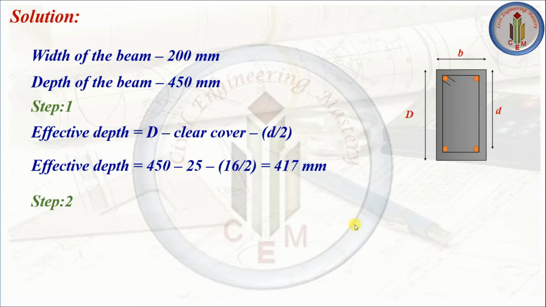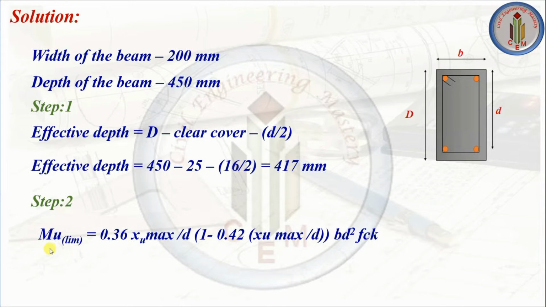Next, in step 2, we have to find out the Mu limit value, because we need to know whether this beam is satisfying that Mu is greater than the Mu limit. If Mu is greater than Mu limit, then we have to design this one as a doubly reinforced beam, right? So let's check. According to IS 456 2000, page number 96, we have this formula to find out the Mu limit: 0.36 xu max by d into 1 minus 0.42 xu max by d, multiplied by b d square fck. So this is the formula from IS 456 2000.